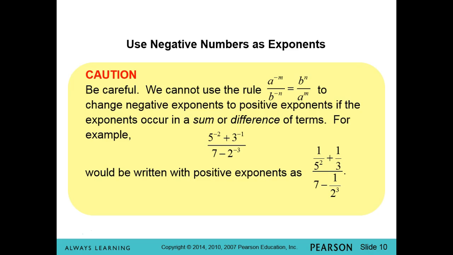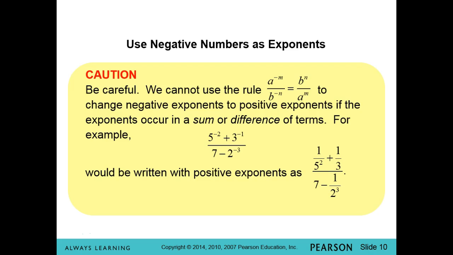You already said that was 1/25 plus 1/3. You're going to have least common denominator. That's going to be 75, and fiddle around with that. 7 minus, and what is this? 1 over 2 cubed? 1/8. So that'd be 7 minus 1/8 would be 6 7/8. Okay? Or figure out what improper fraction that is. Okay?